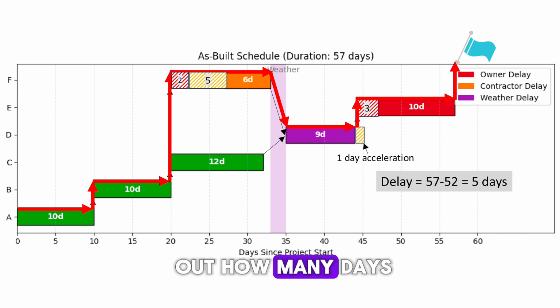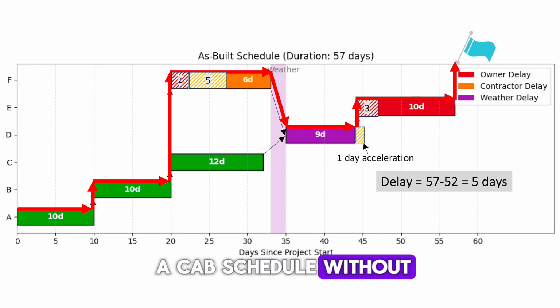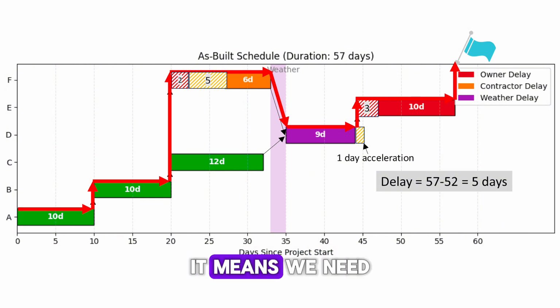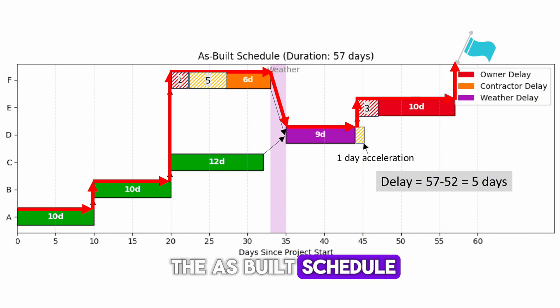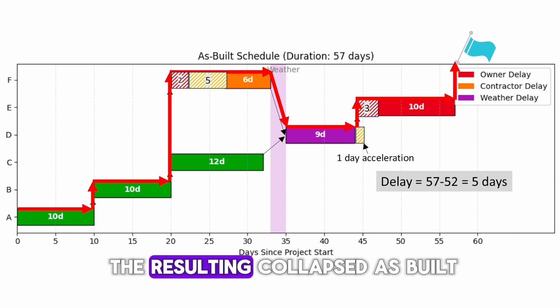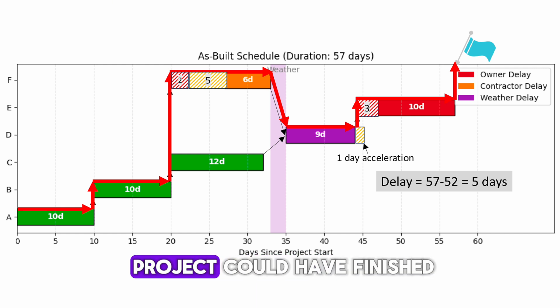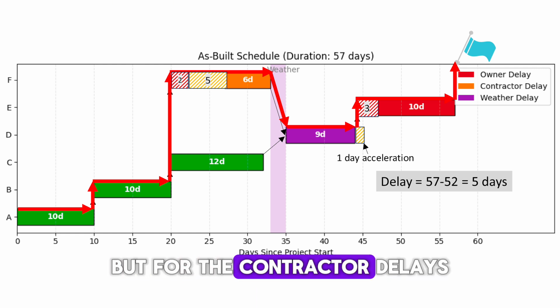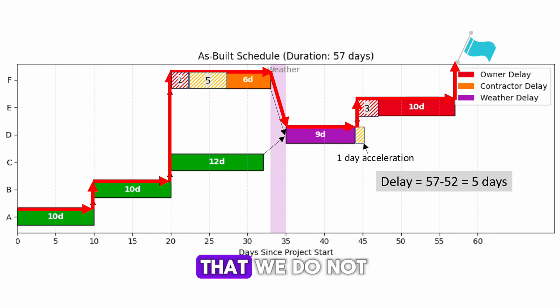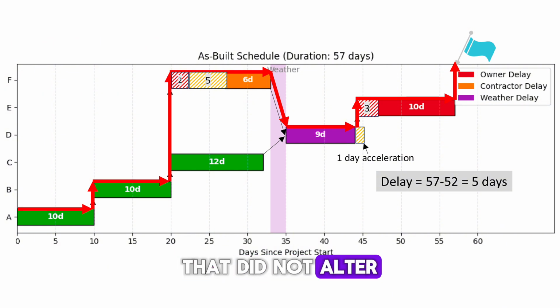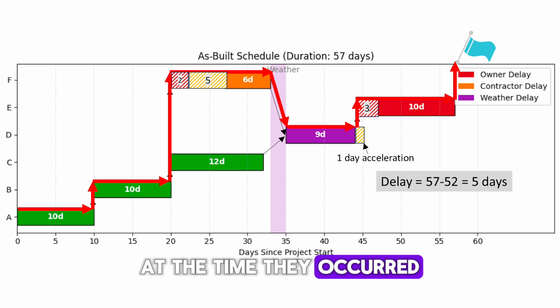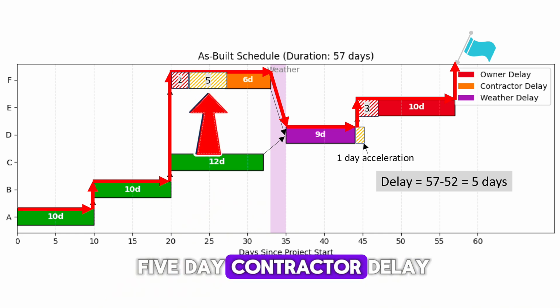First, we need to find out how many days are non-excusable. To do so, we're going to build a CAB schedule without the contractor's events. It means we need to remove them from the as-built schedule to assess their impact. The resulting collapsed as-built tells us what the project could have finished, but for the contractor delays. It's important to note that we do not remove events that did not alter the critical path at the time they occurred. Let's first examine the 5-day contractor delay.